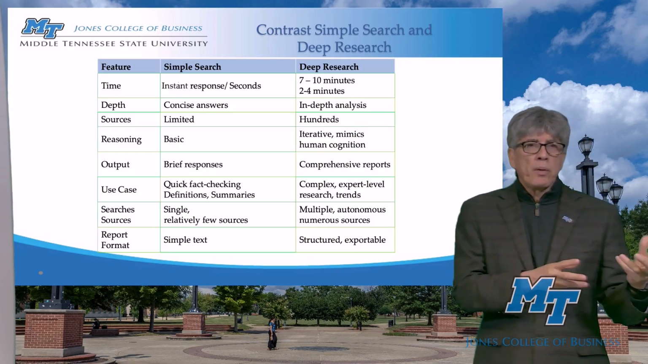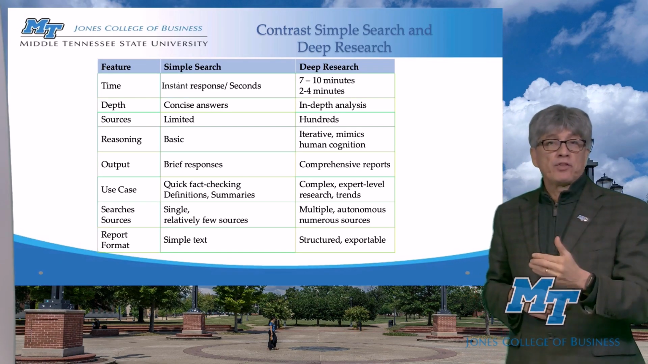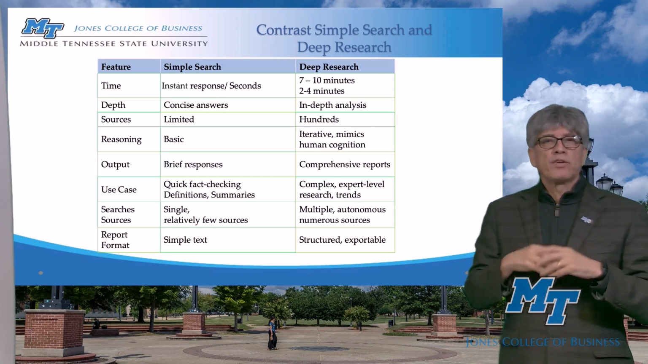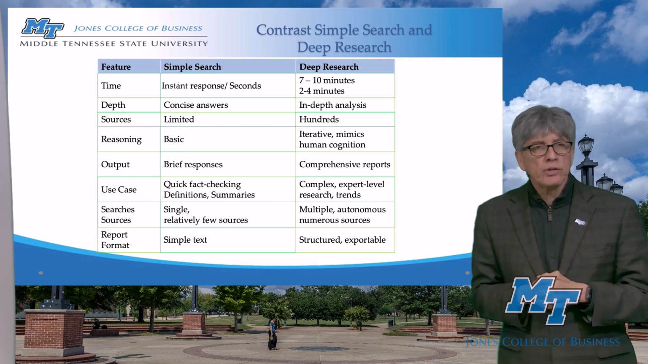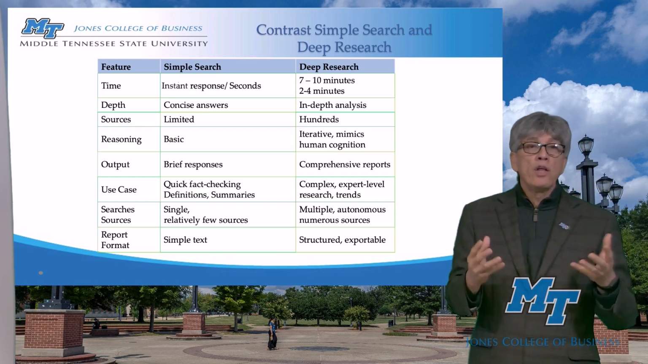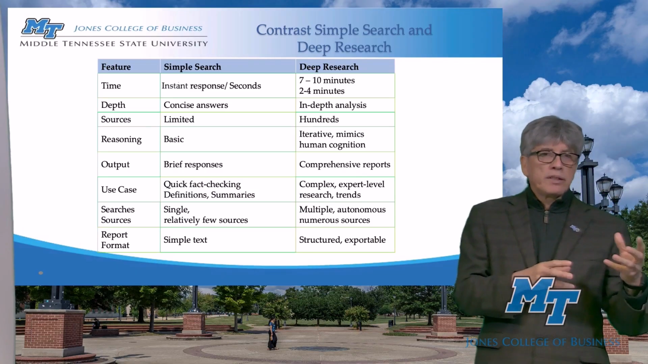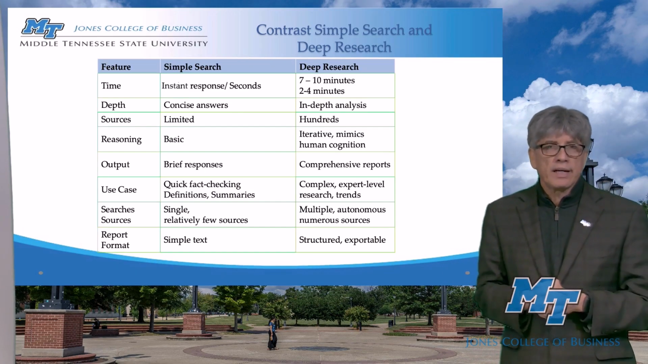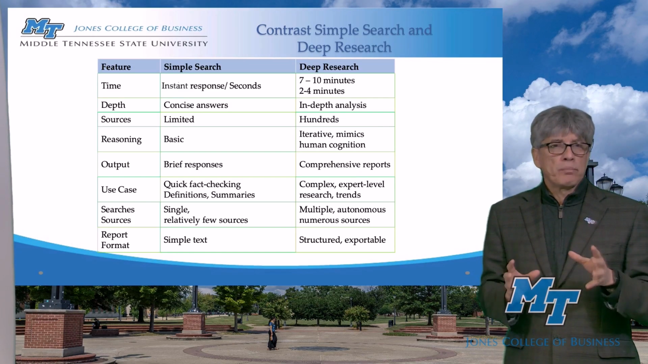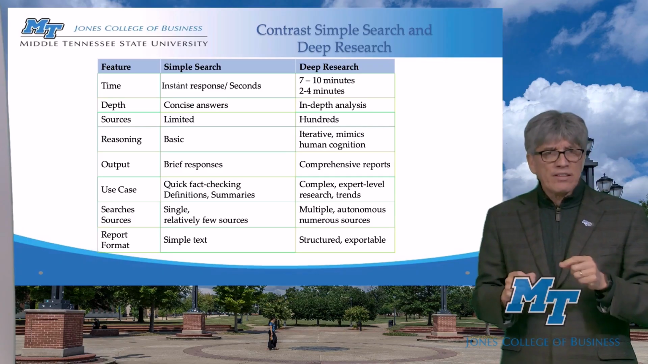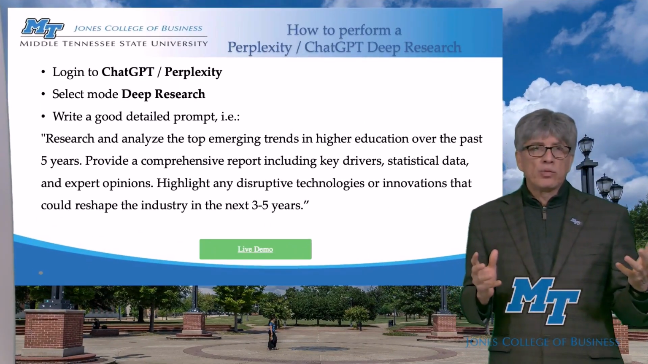The output is brief responses, summarization, definition. Those are the use cases too. In the case of deep research, it's a much more comprehensive report, complex, almost expert-level, with trends and tables and hundreds of references. The format of a simple answer is simple text, a couple of paragraphs, etc. In the case of deep research, it's a very structured report with a lot of reference tables, stats, etc., and sources.